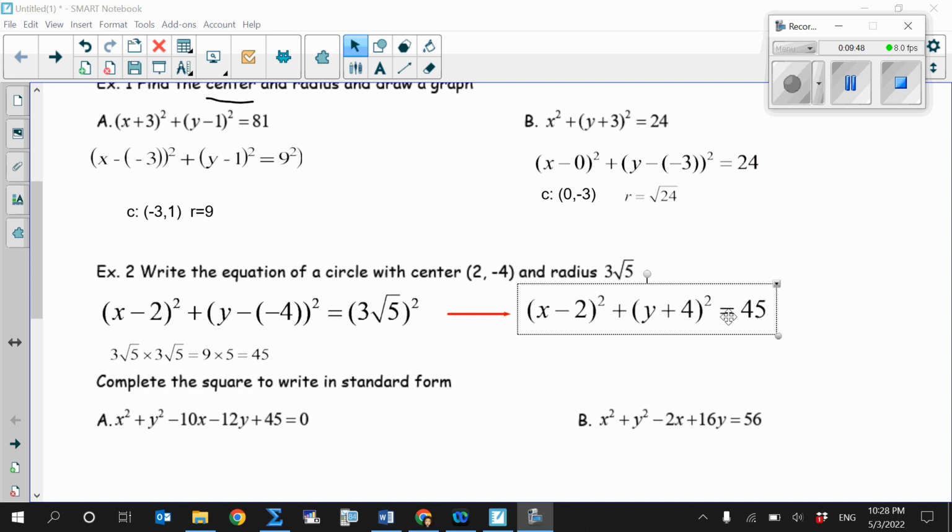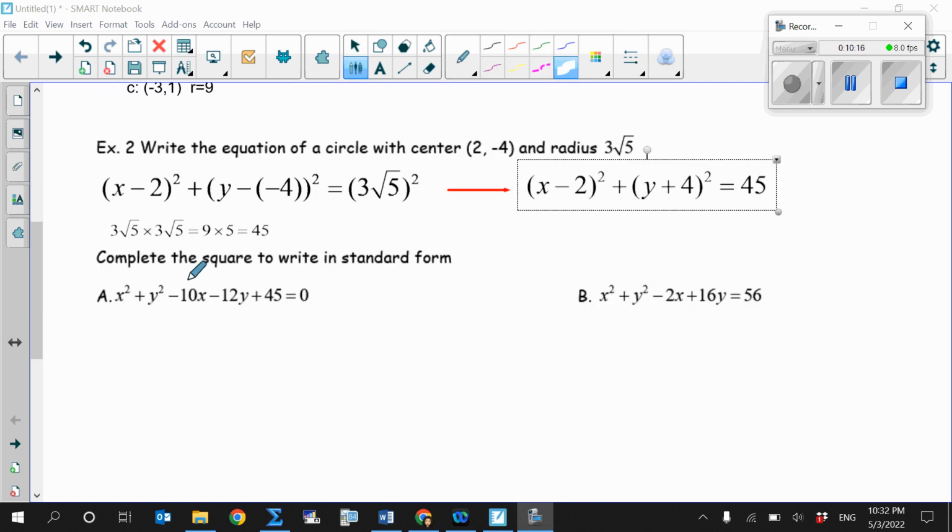If you wonder where I got the 45 from, that is here. 3 root 5 was the radius raised to the power of 2 means 3 root 5 times itself. Now 3 times 3 is 9, and root 5 times root 5 will be root 25, which is 5. So then we have 9 times 5, which is 45. So that's the equation.